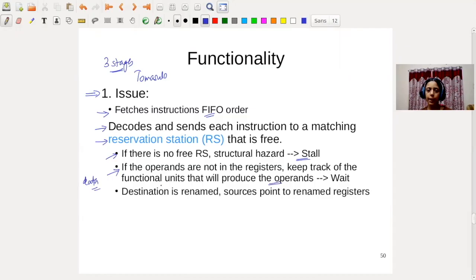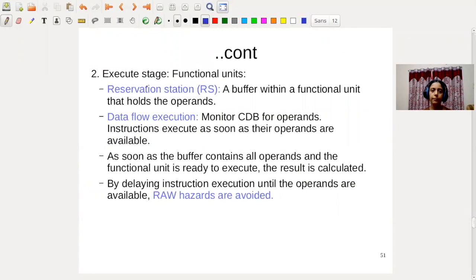So we keep track of those operands which will be produced by the functional unit. So that is the next step. And also, if register renaming is allowed, we are going to rename the destinations, and we are going to make the sources point to the renamed registers. Now, all of this is actually part of the issue step in this machine. The execute step is just executing the instructions in the functional unit.